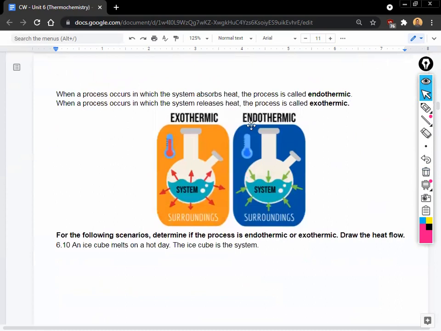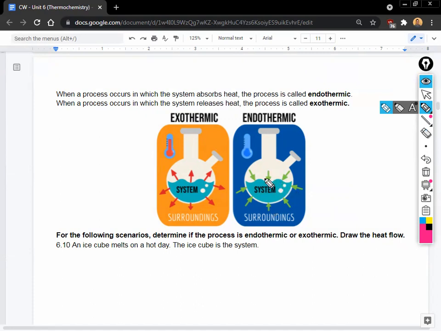Okay, there are two terms that you guys need to know, endothermic and exothermic. Endo is a prefix that means inside, or in. And so when a process occurs where the system absorbs heat, it's called endothermic, because it's absorbing heat. Heat is going inside. So here I have a lovely picture that I did not create. Endothermic is where it pulls energy into the system from the surroundings.